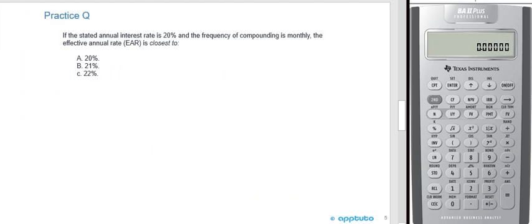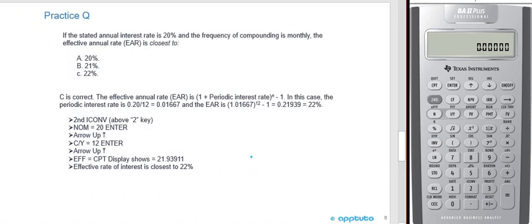So here's a quick practice question for you. If the stated annual interest rate is 20% and the frequency of compounding is monthly, the effective annual rate is closest to A, 20%, B, 21%, or C, 22%. Well, we know it's going to be higher than 20% because we're compounding more frequently. So A doesn't look right. So it must be B or C.